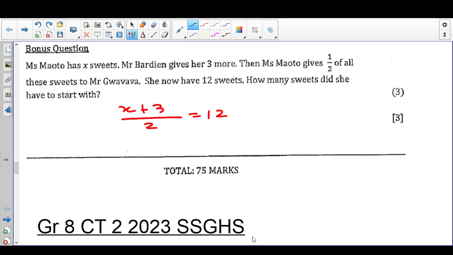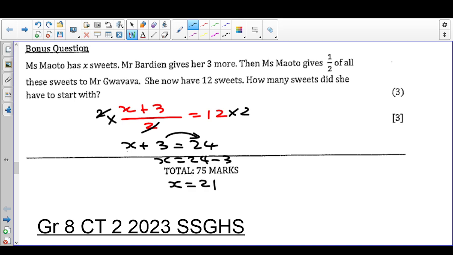So what do we do first? We multiply by 2 on both sides to get rid of that 2. So I get x plus 3 is equal to 12 times 2, which is 24. So I move the 3 over the equal sign. So x is equal to 24 minus 3, which is 21. So you started off with 21 sweets. It's fairly simple.